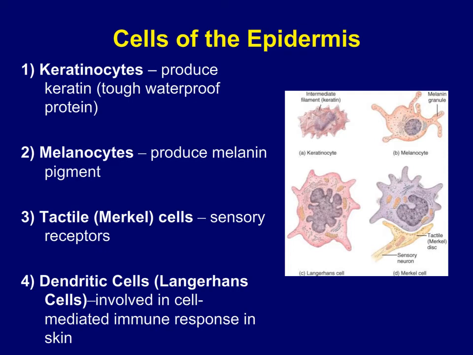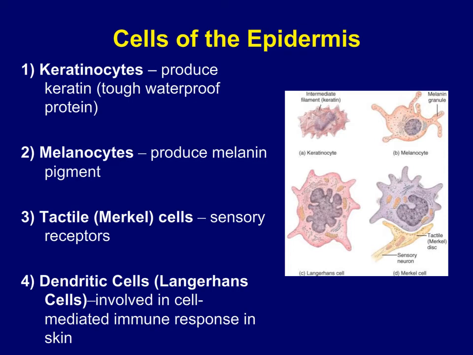And a keratinocyte, as the name implies, contains lots of keratin. And keratin is a very tough, waterproof protein which helps skin to maintain its structure and also prevents the underlying tissues from drying out. The second type of cell is something you've probably heard of before called a melanocyte. And melanocytes help to protect the underlying tissues from UV radiation by producing a protective pigment called melanin.